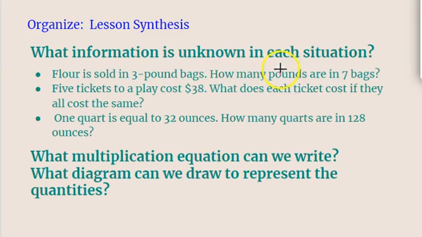Here, it was the total pounds, right? We were looking for that total. So we just need to straight multiply here. Here, we know that 5 times something gets us our $38. So we need to find out how much is in 1 ticket.